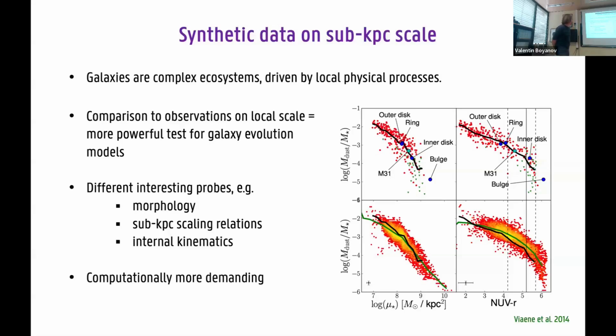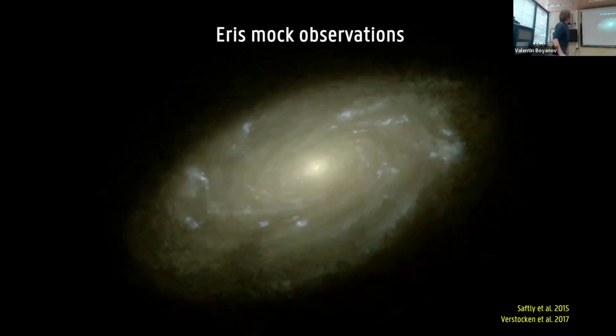Now, the problem is this is computationally much more demanding, because you need to shoot a lot more photons to have a good signal to noise in every pixel. If you just want the global flux, you can do it in half an hour. If you want a nice image in every band, you're talking about hours. So doing this for a large sample of galaxies is much more demanding. But that doesn't mean we cannot do that.